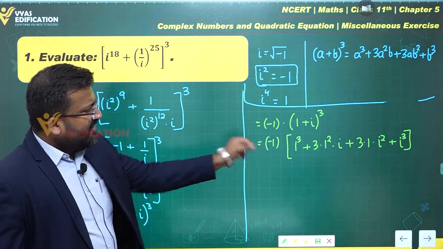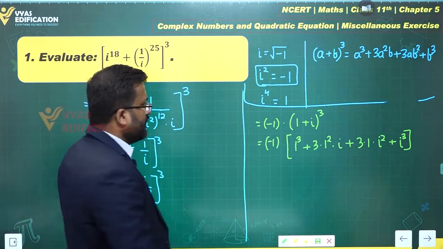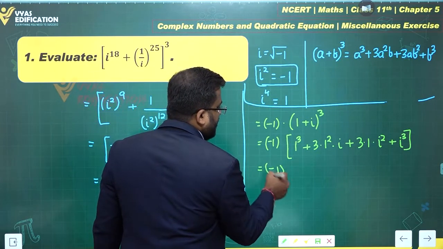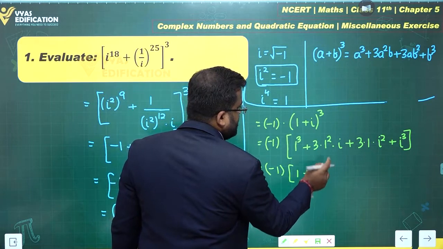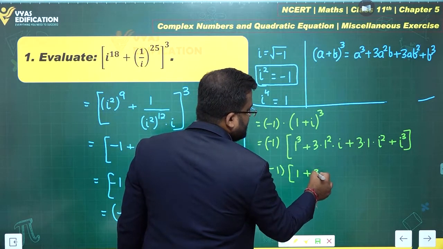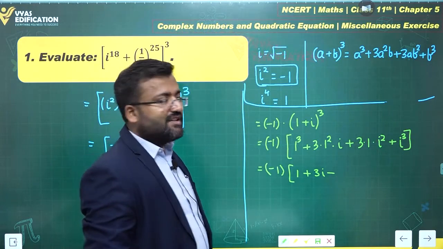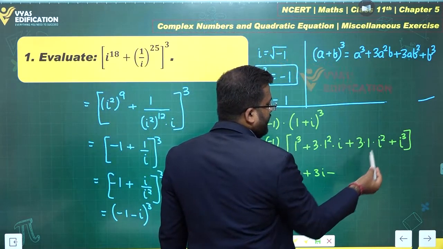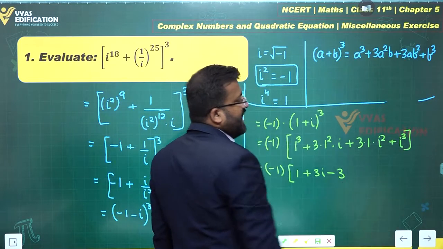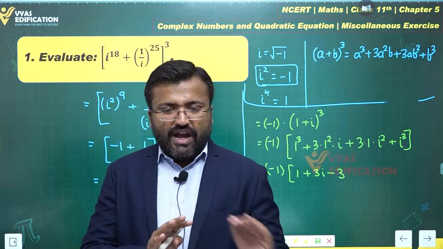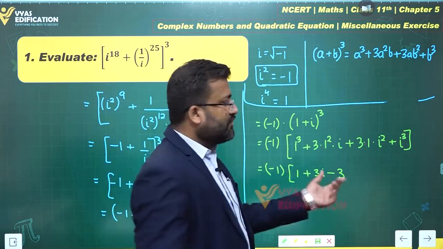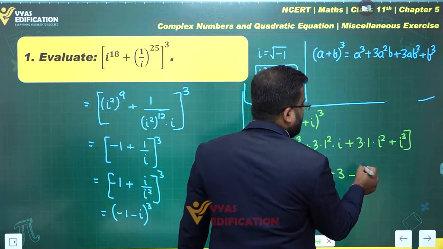Can you simplify that further now? Let's take a look at this. What do we get? There is a minus 1 outside. This is a 1 plus this is 3 times 1 square, which is 3 times i, and i square. What is i square? i square is minus 1. So this is 3 into 1 into minus 1, which will be minus 3. i power 3 can be broken down into i square times i. i square is minus 1 and minus i.